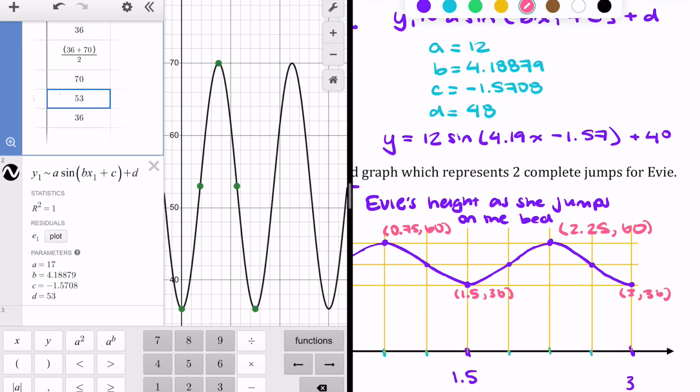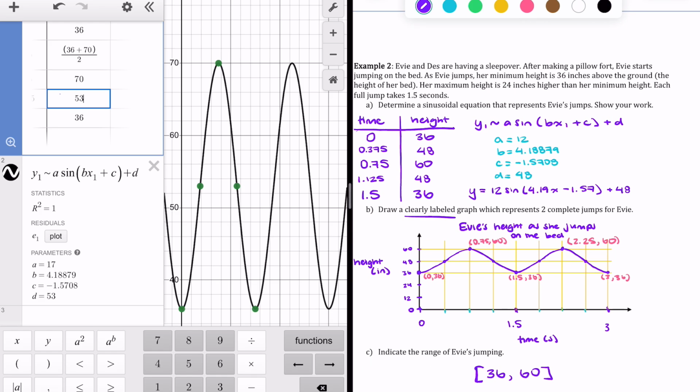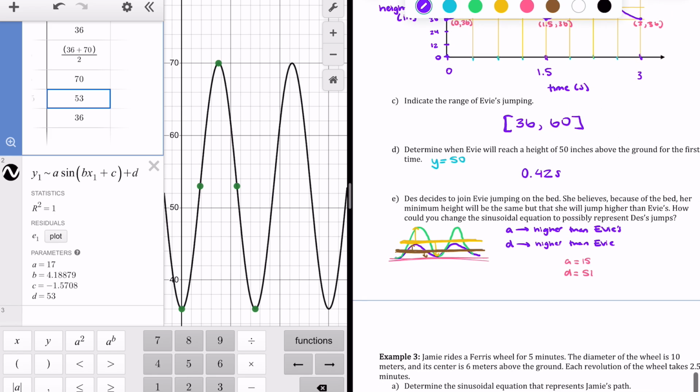Notice that when I compare my equation for Evie, the one that we originally had here, to this new equation that would represent a possible equation for Des, I have a different A and a different D value. B and C have actually stayed the same in this case. So something just to be mindful of. But I can kind of play around with it if I don't actually know how the equation would change. I can try things out with a table of values and then actually see how an equation would change.